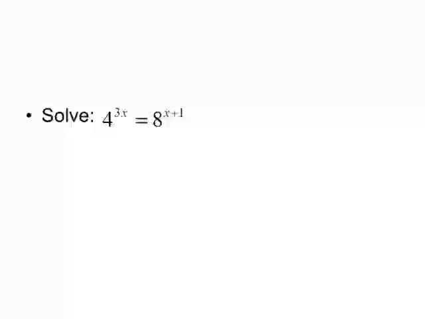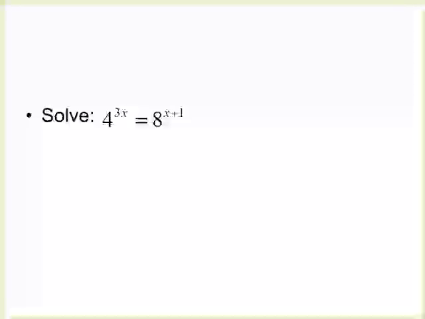So in this equation, on the left-hand side, what is the base? 4. On the right-hand side, 8. They are not the same. So our goal is to write them in a way so they will be the same. And we write them by putting them as powers of the same number. So what number are 4 and 8 both a power of?